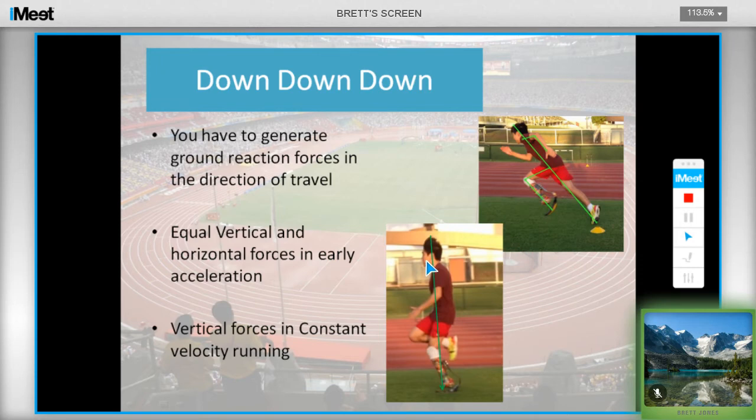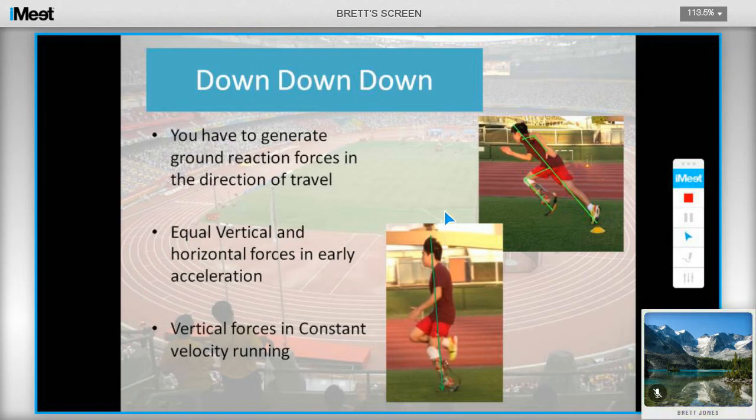But as we get toward constant velocity running or maximum speed running, our posture and our position changes so that we are quite upright. And the main forces that we need to be generating here are really just vertical ground reaction forces, or pushing down on the ground.